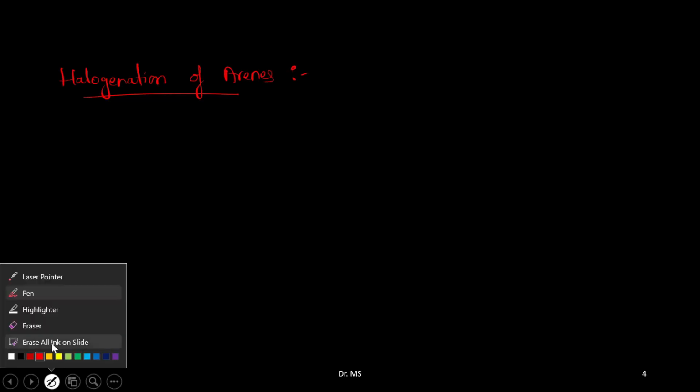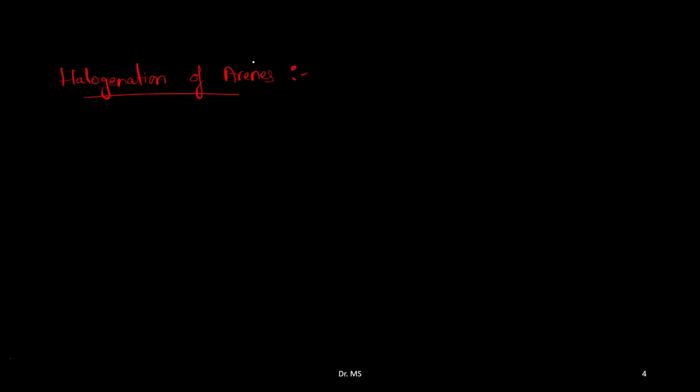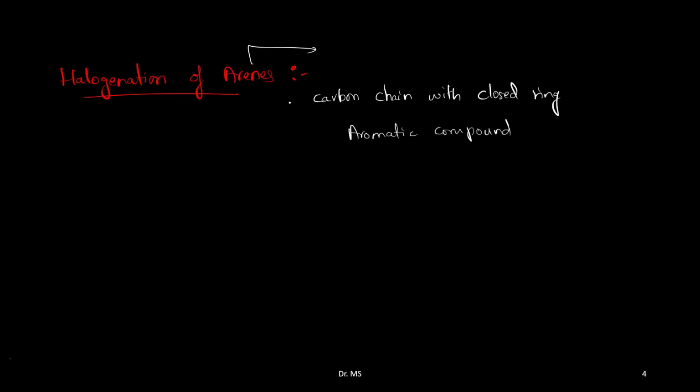What are arenes? Arenes means a carbon chain with a closed structure or closed ring. You can also call them aromatic compounds. One such example is a benzene ring. You can see here, it is a closed chain. So what is the formula for the benzene ring?